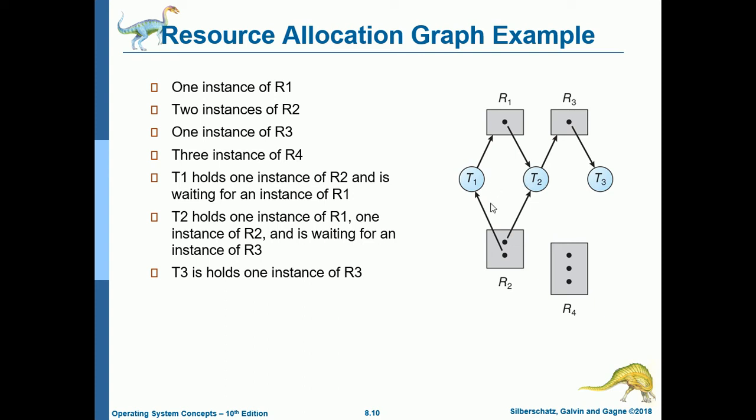As we can see, T sub 1 is waiting for a resource that is held by T sub 2. So we have this instance that is R sub 1. And then T sub 2 is waiting for a resource that is held by T sub 3. So actually we can see that in here. So is T sub 3 waiting for a resource that is held by T sub 1? Actually, for T sub 3, it does not.